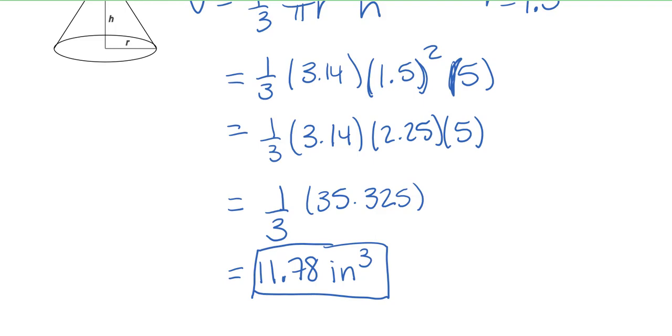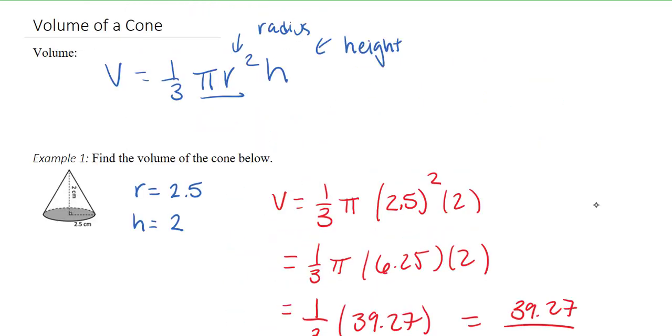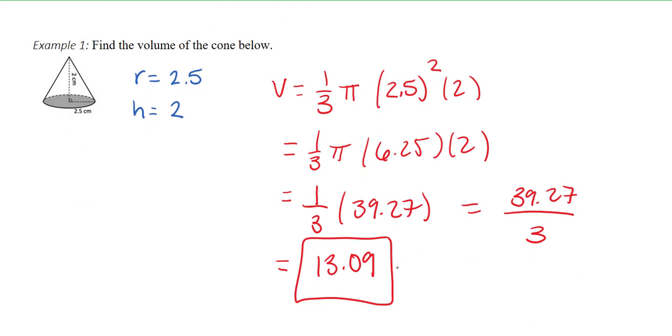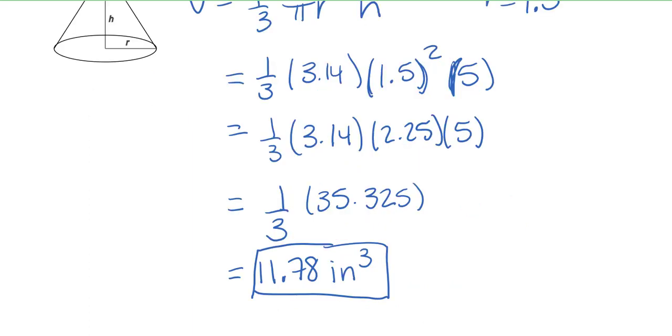Notice how in the last example, if we were to go back, we need to write centimeters cubed because it's volume. Anyways, those are the two examples for solving for the volume of a cone.